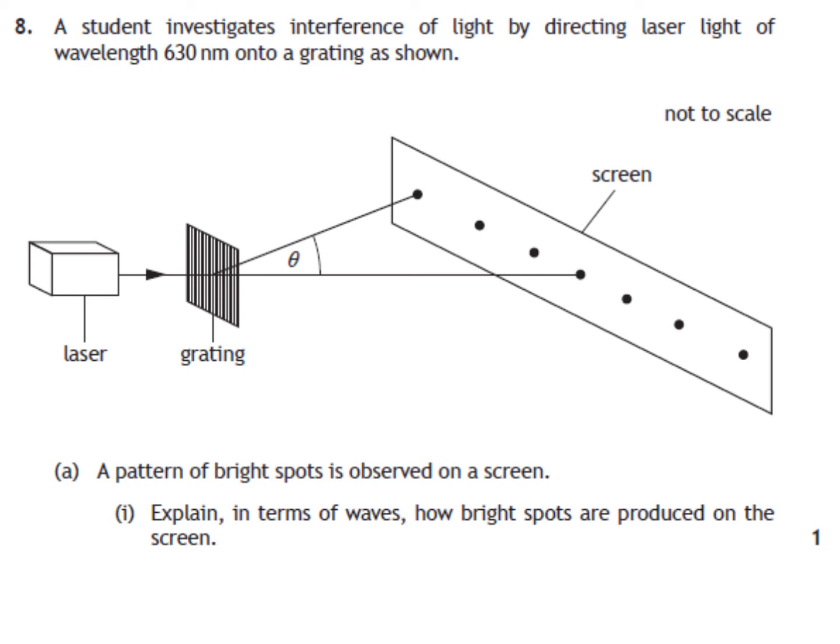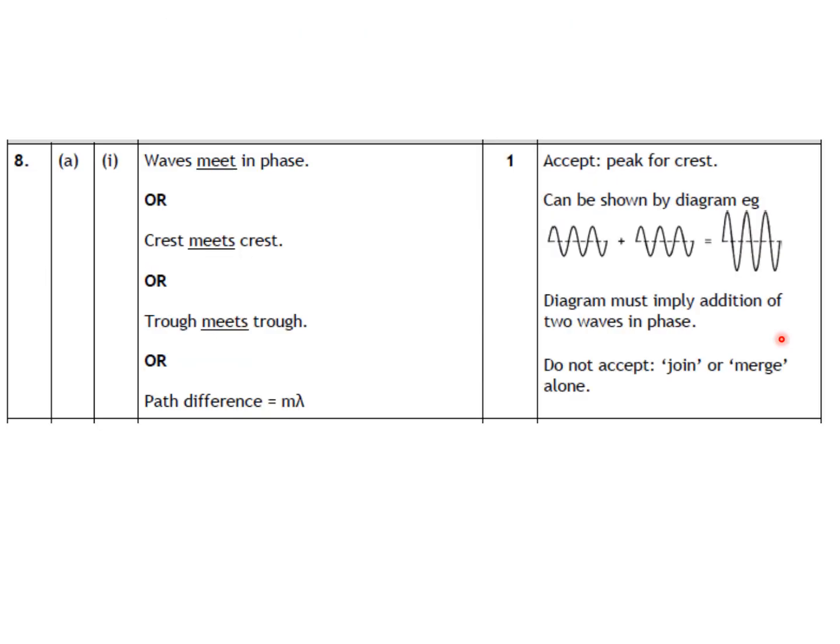So how would we answer this question? Well, here's our model answer. Waves meet in phase, or crest meets crest, so that's really saying the same thing. Trough meets trough, and then the path difference is equal to m lambda. Now, don't worry about this bit because we're going to do it later on, but what I would expect you to say is this top bit here, and probably draw a diagram.